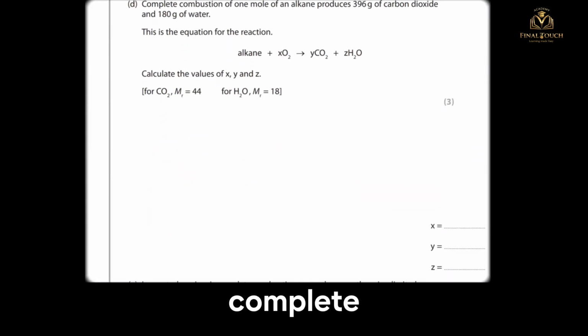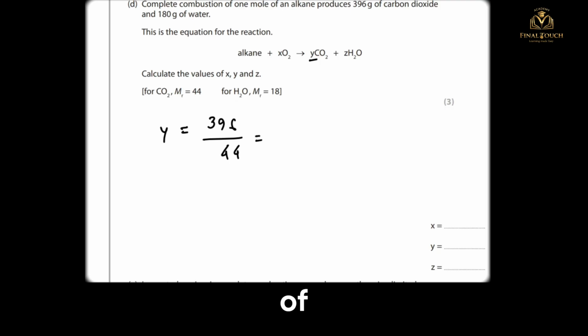Moving on to part D, complete combustion of 1 mole of an alkane produces 396 grams of carbon dioxide and 180 grams of water. This is the equation for the reaction. So they gave us the equation. Calculate the values of x, y, and z. So for y, we can just simply divide the mass they gave us for carbon dioxide with the value of Mr. That would give us 9.